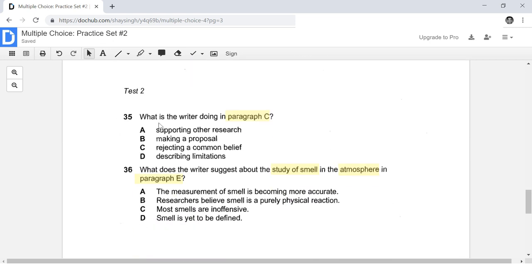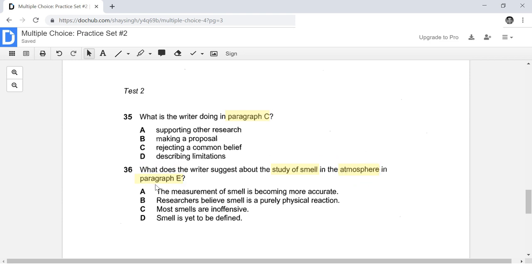Let's do number 35. 35 says, what is the writer doing in paragraph C? This one seems a little bit more vague, a little bit more ambiguous. I'm going to come back to this one later on. Let's do number 36 first. I feel that number 36 will be easier because in addition to paragraph E, it also mentions other keywords that we can find and that will make our job easier.